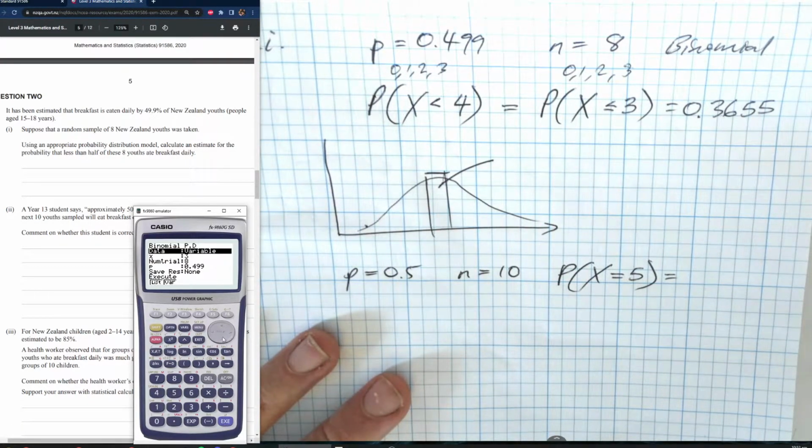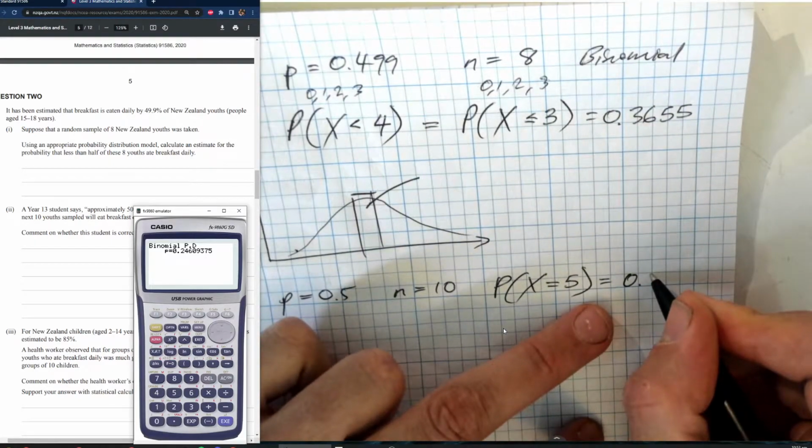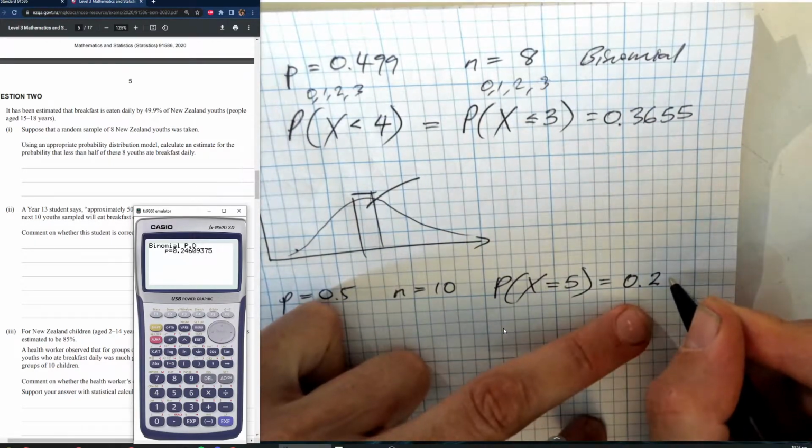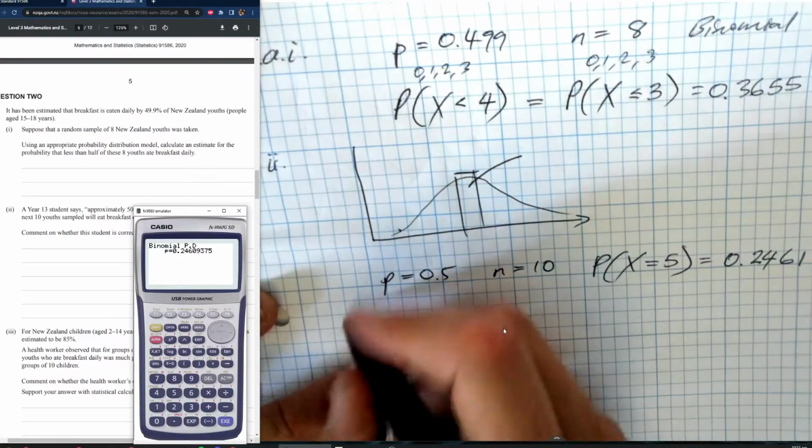X equals 5. 10 students. We should keep that as is. It probably does that in the answers, but I don't really care. So I want to disprove him. So I need to use his reasoning. 0.2461.